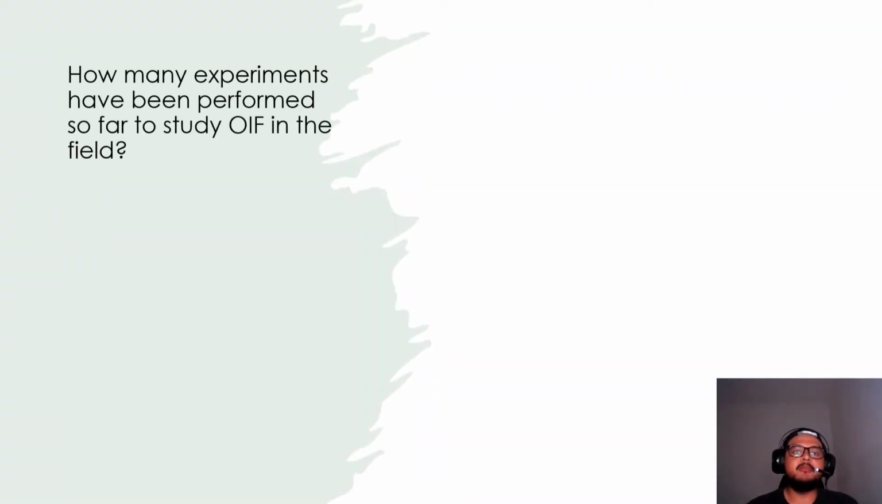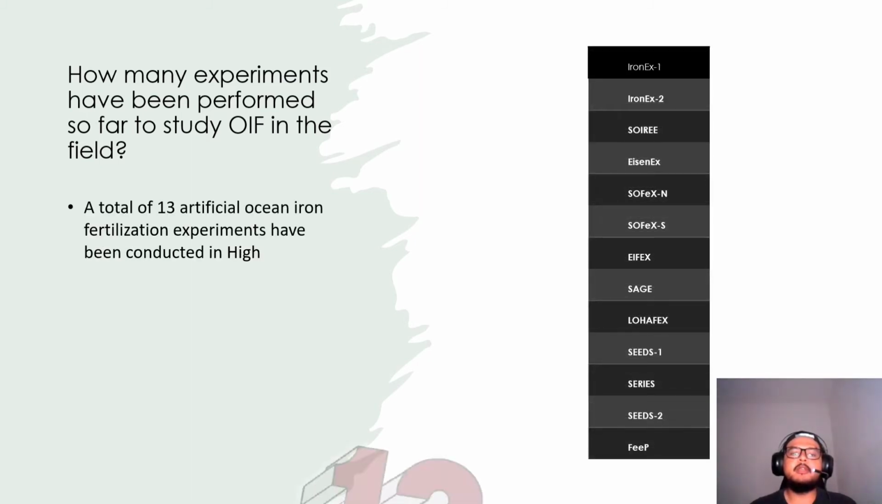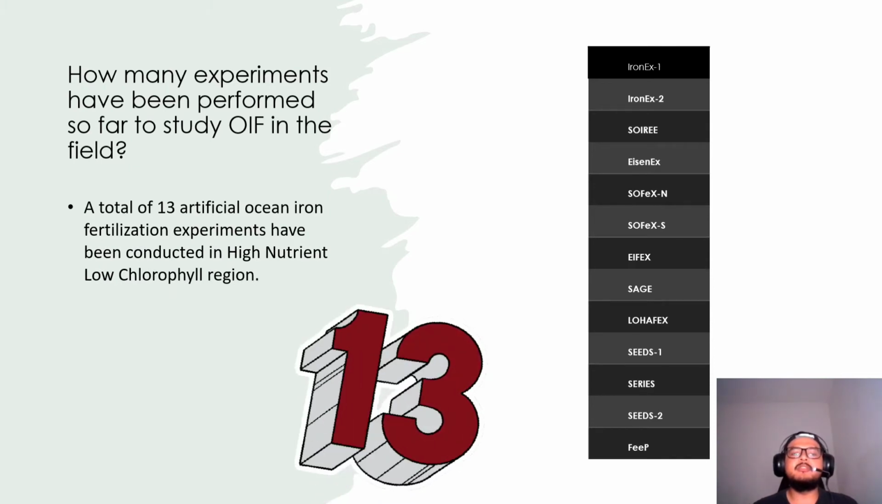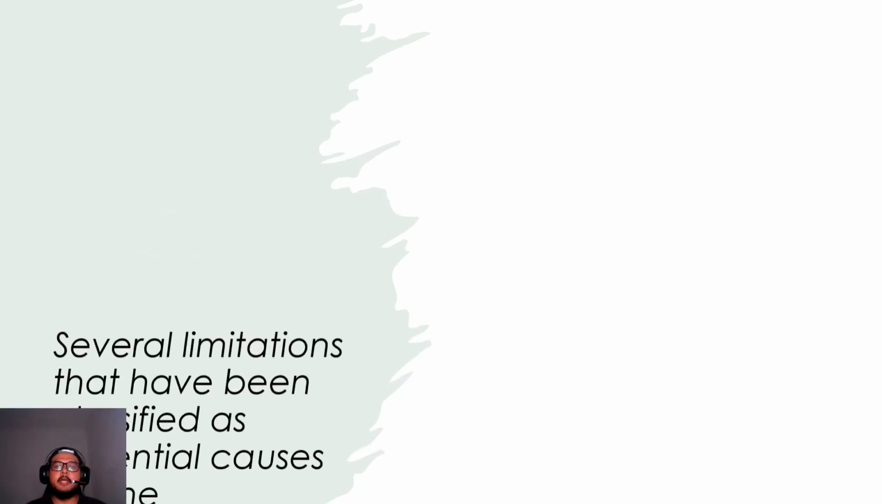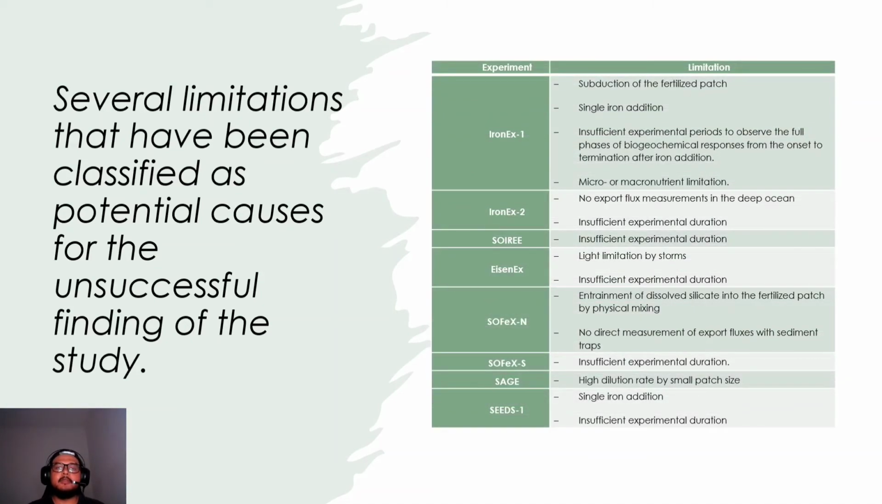How many experiments have been done to study ocean iron fertilization in the field? There are a total of 13 ocean iron fertilization experiments that have been conducted in high nutrient, low chlorophyll regions. However, in every experiment there must be a limitation. 8 out of 13 experiments have shown their limitations.